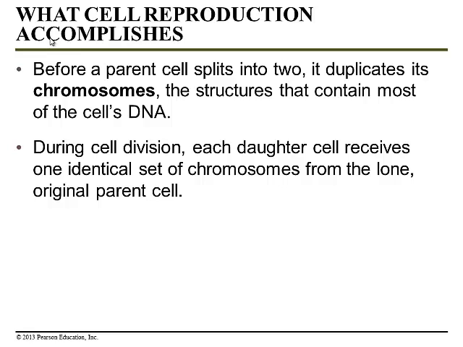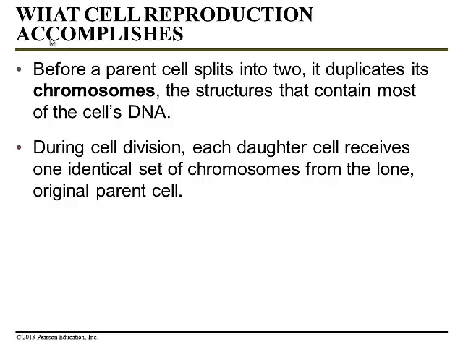So before a parent cell splits into two separate cells that look exactly like it, what must they do? In order to make something exactly the same, it needs to be copied. It needs to be copied in the chromosomes. Well, it needs enzymes to duplicate itself. So we need to make new chromosomes. We need to make a copy.